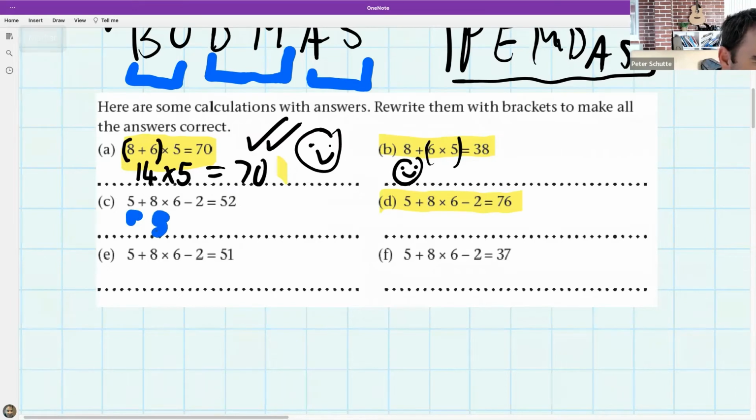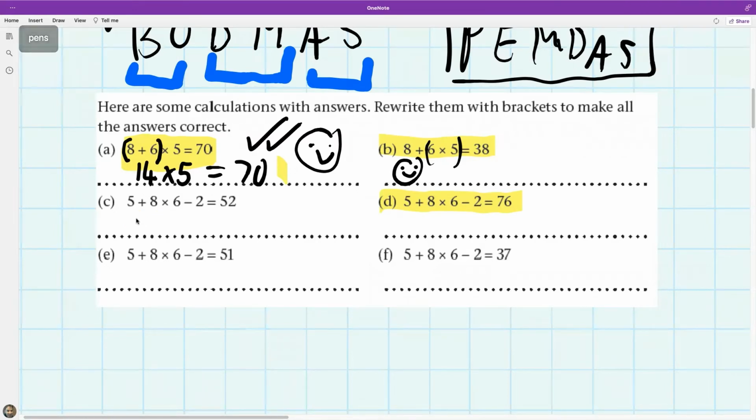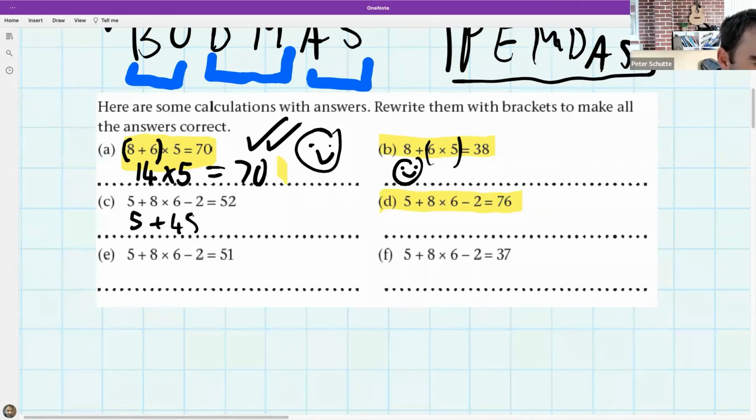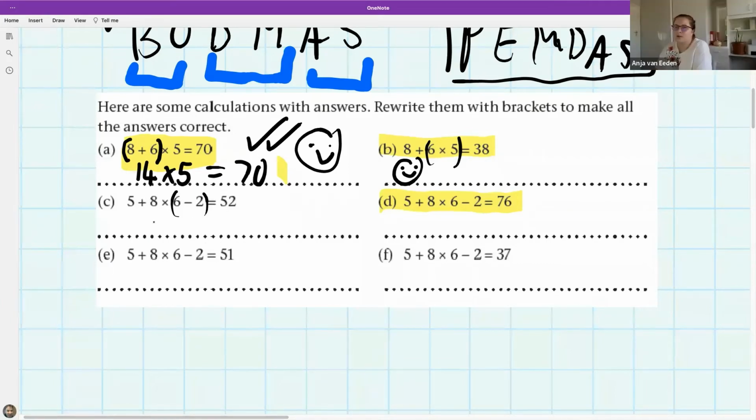So let's see. 5. Let's get this pen right. So you're saying you multiplied this, right? Now I get 5 plus 48 is 53 minus 2. I get 51 if we do that. Anya, what do you get? So 8 times 6 is 48. I get 51. Yeah. So we're off by 1. So you're very close, Murdy, but not quite there.